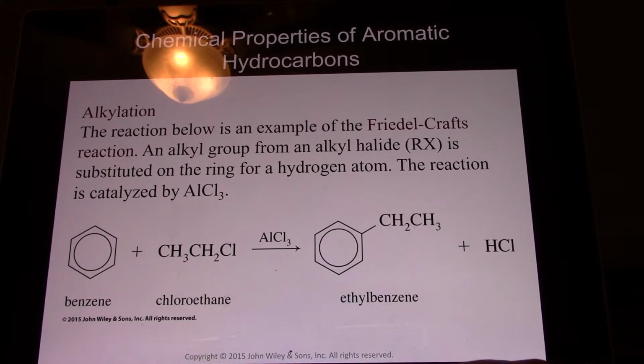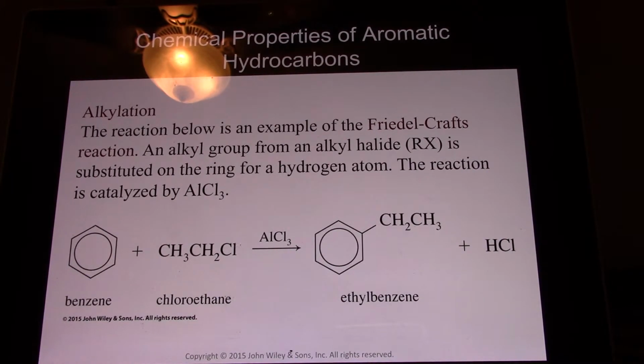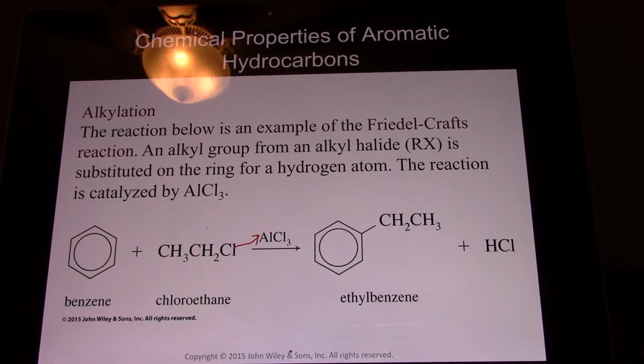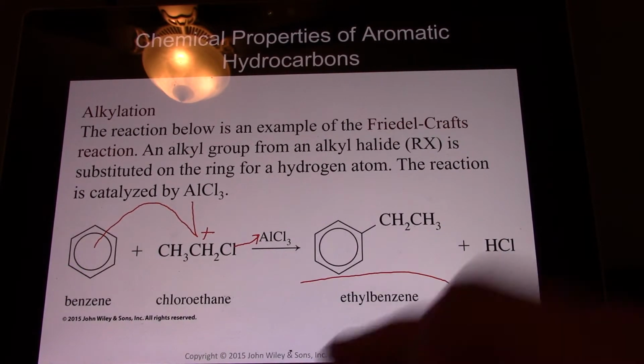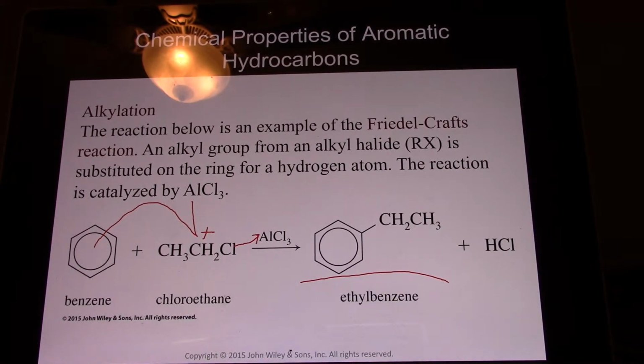Alkylation. We have the same type of chemistry as we saw with the halogens. Basically, this catalyst attracts some of this electron density, forming a positive-ish charge here, allowing those electrons to attack, giving us ethylbenzene. And that's a Friedel-Crafts reaction anytime that you add an alkyl group to the benzene group.